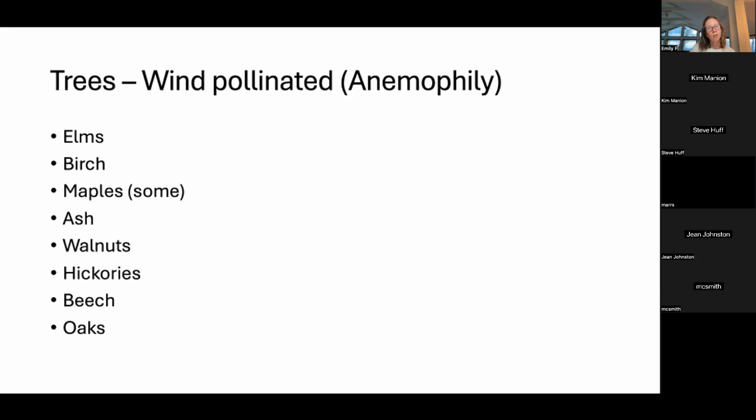And here are several of those species. Maples, because sometimes I do see some insects on them, but I do not believe that they rely on them completely.